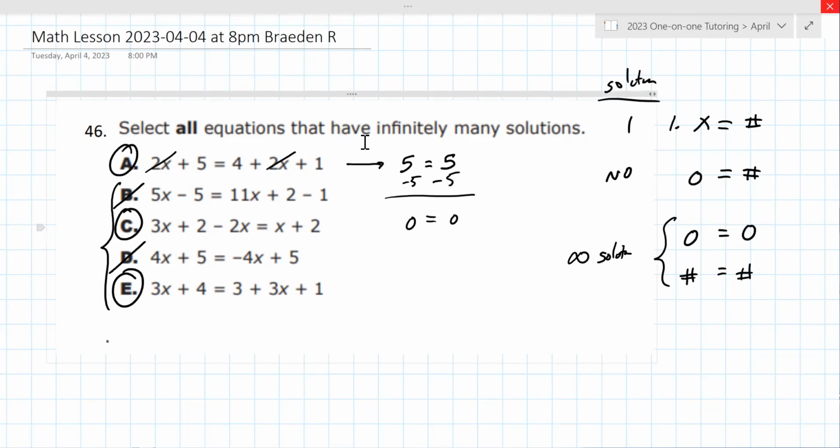This is the kind of stuff you'll see on standardized tests. You got to know the difference between one solution, no solution, infinite solutions. Any questions of that before we move to 47? Nope. Okay.